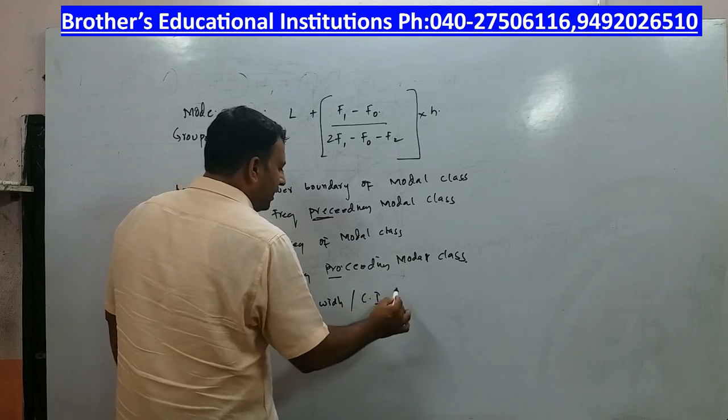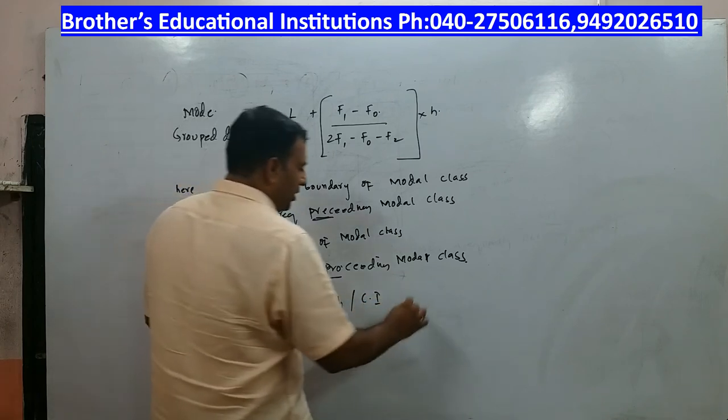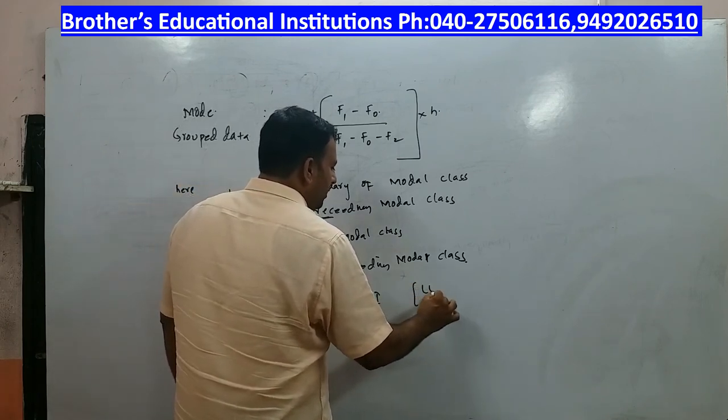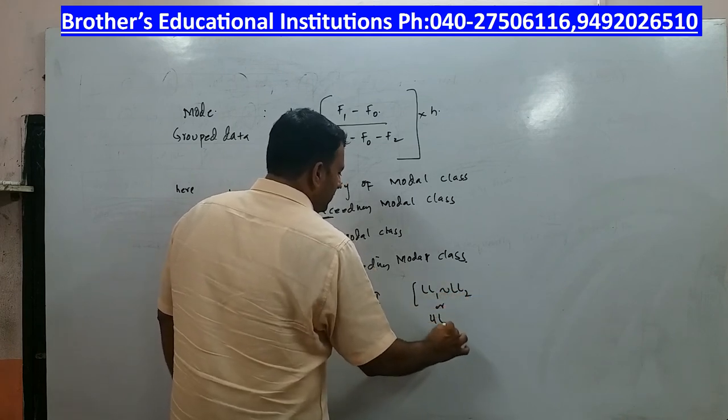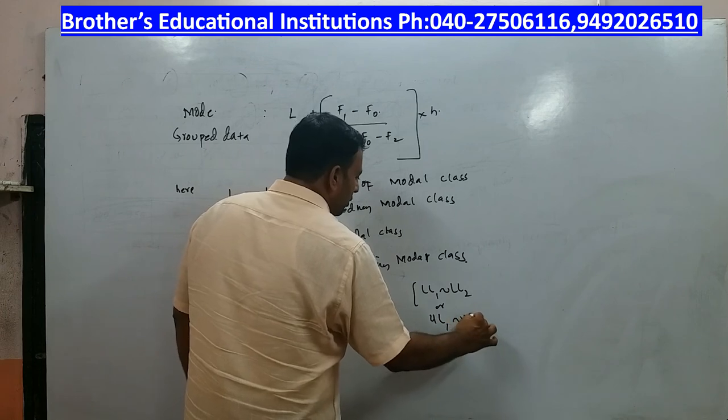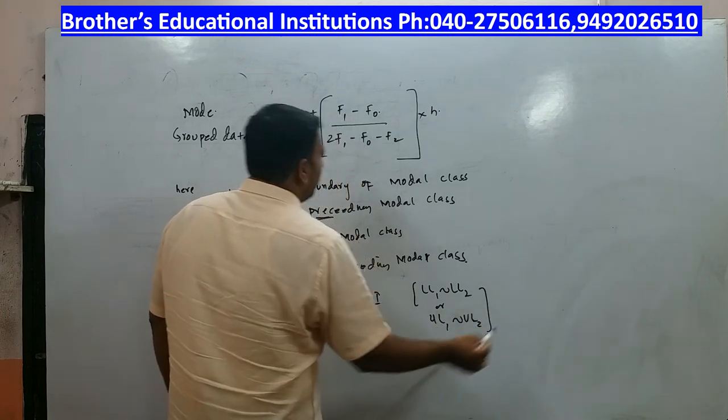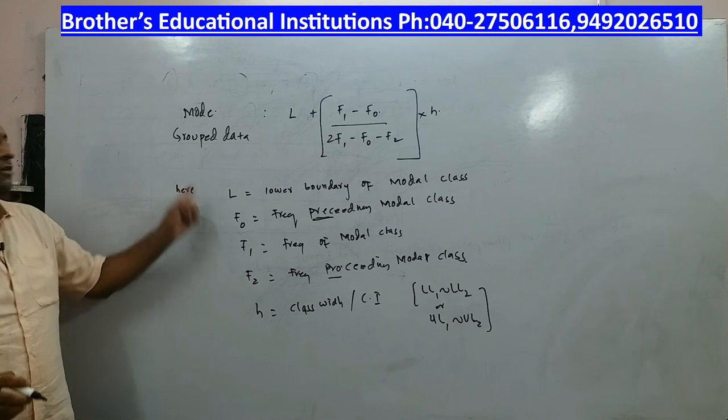or class interval. And how do you calculate class width or class interval? Difference between two consecutive lower limits, or difference between two consecutive upper limits. So these are the parameters involved in the formula for mode.